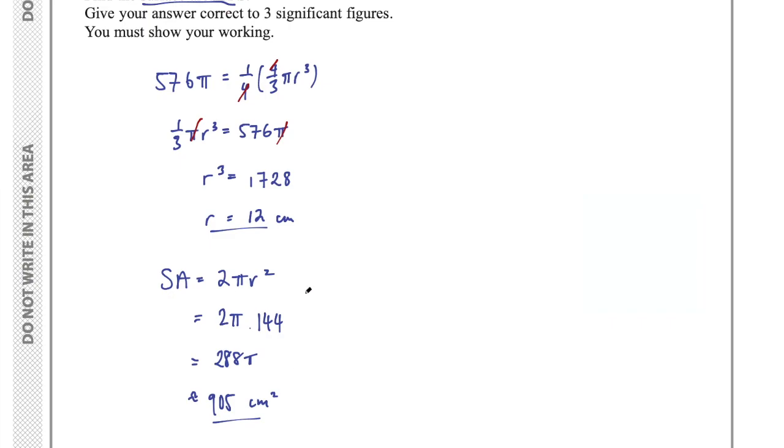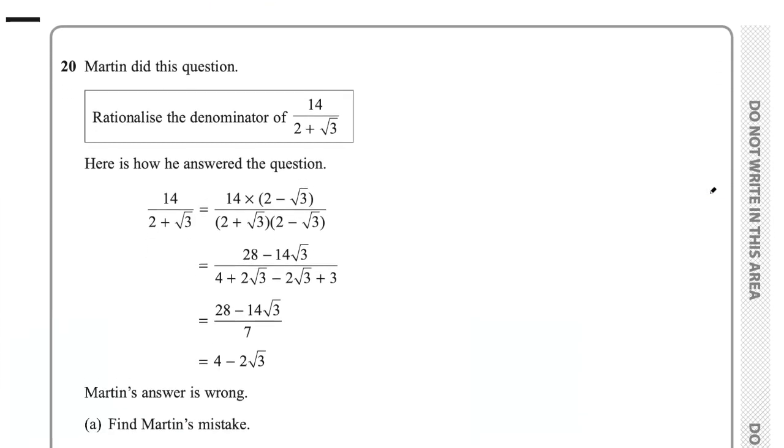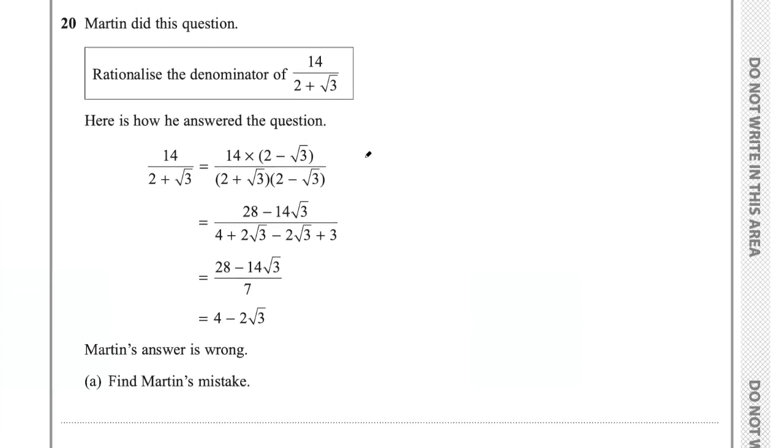So final answer, 905 centimeters squared. And that was question 19 for 5 marks. On to question 20. We're almost at the end. 2 more questions to go.